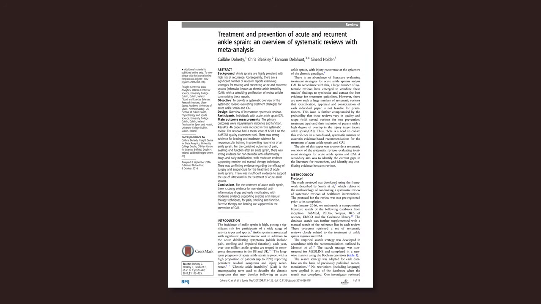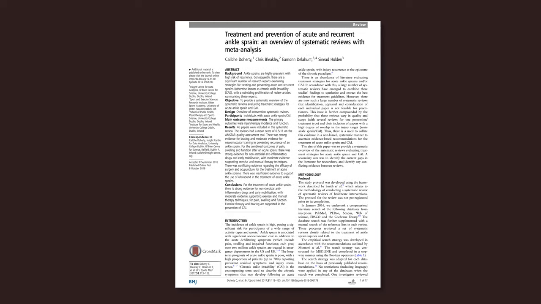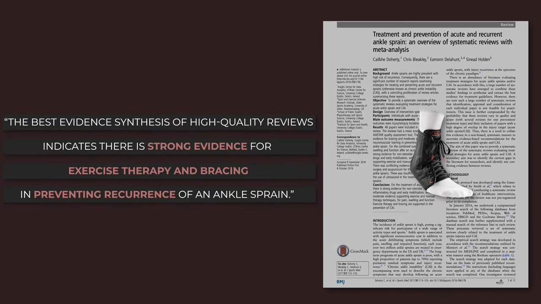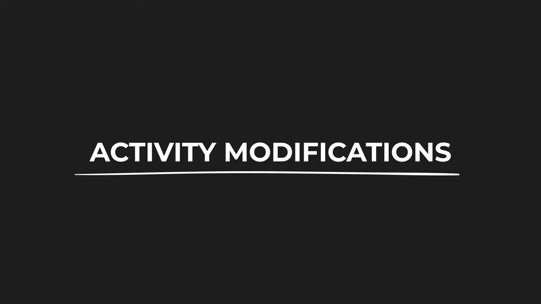Bracing. The authors of the systematic review by Doherty et al. in 2017 conclude that there is strong evidence for exercise therapy and bracing in preventing recurrence of an ankle sprain. In addition to reducing the risk of an ankle sprain, braces aid in reducing the severity of an injury. Lace-up ankle braces are preferred and are recommended for up to 6 months and up to 1 year following a lateral ankle sprain.